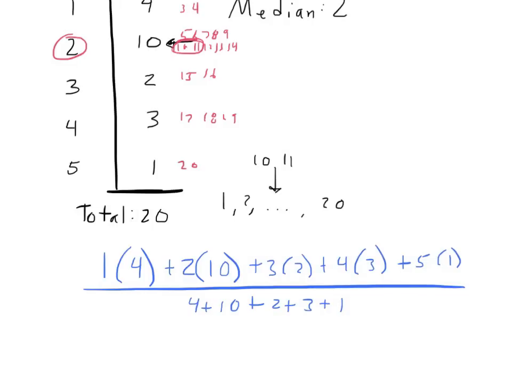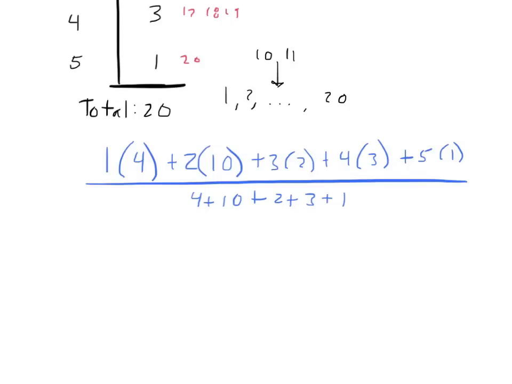And I know we already know that that's 20, but in terms of a formula, your numerator is going to be the number times frequency plus number times frequency. It's going to be the sum of the data times frequency, and the bottom is just the sum of the frequencies. Okay. So now if I simplify this, I'm going to have 4 plus 20, 6, 12, 5, all over 20.